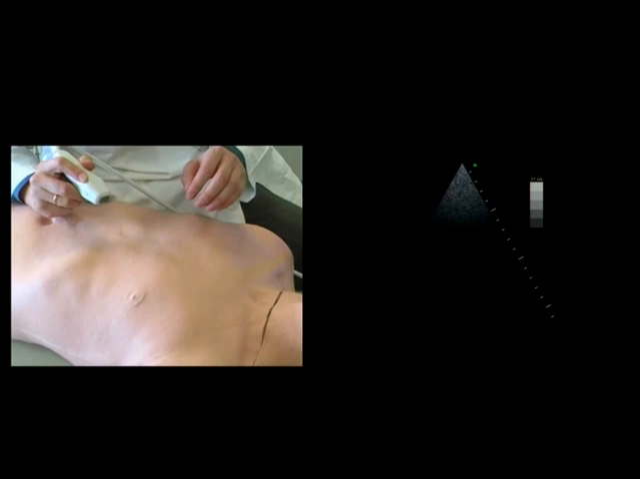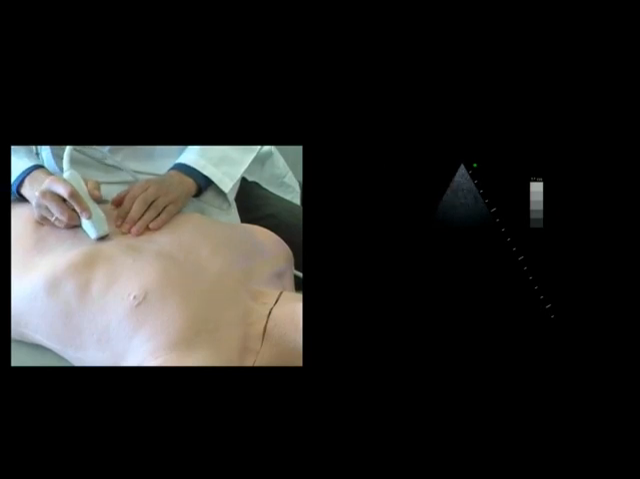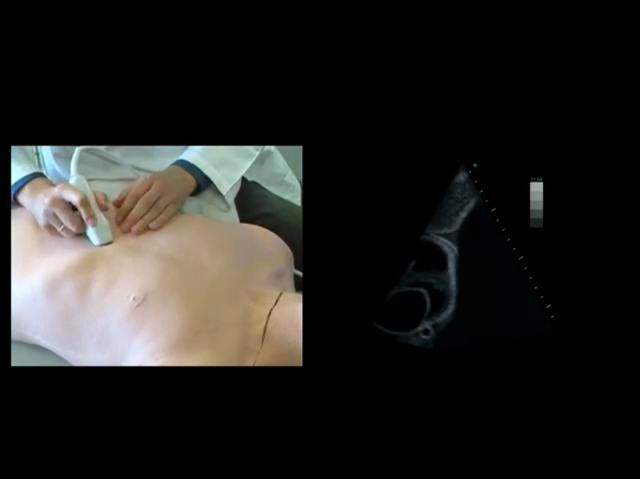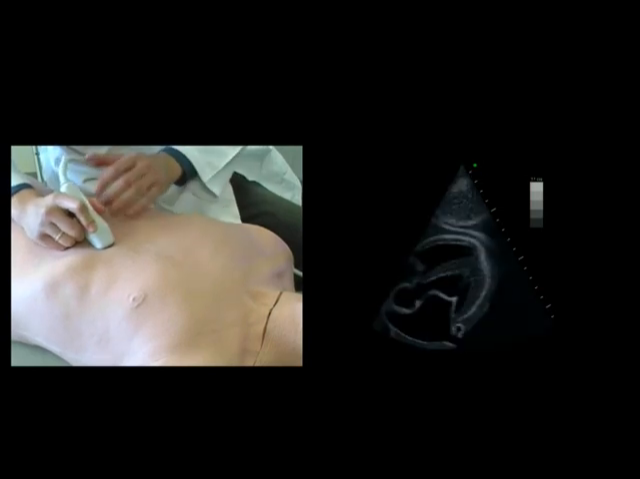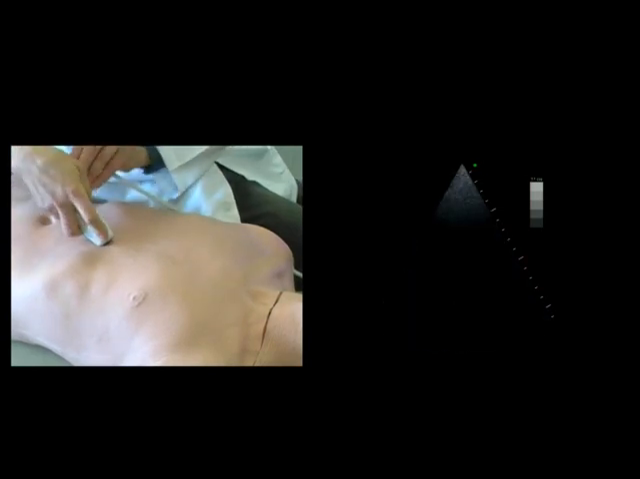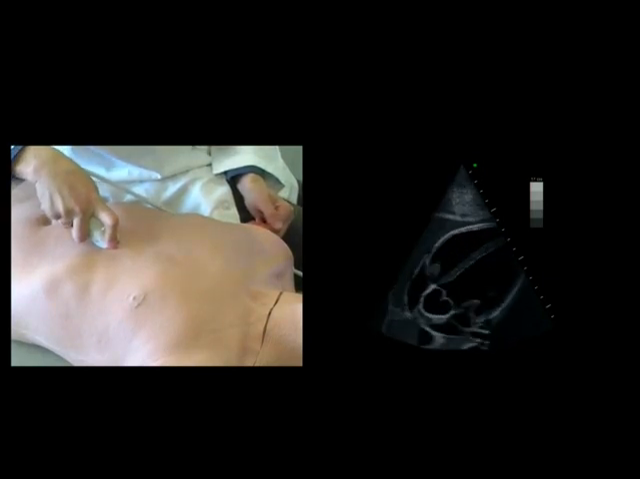Our next view is the subcostal 4-chamber view. Press the probe gently but firmly into the subxiphoid region with the probe pointing towards the left shoulder of the patient. You're going to be making use of the acoustic window through the left liver lobe to image into the heart. Slide and tilt the probe until you see 4 chambers beating.